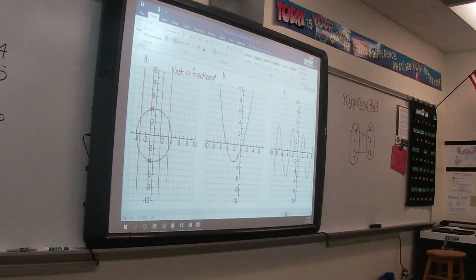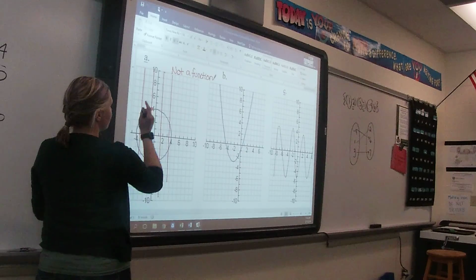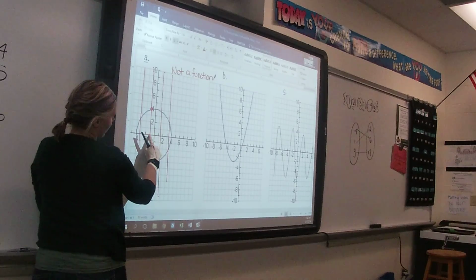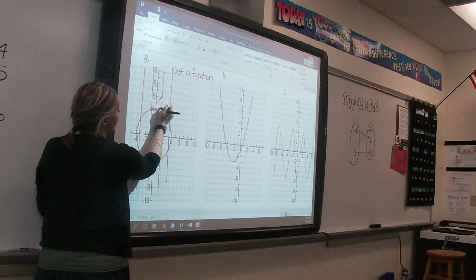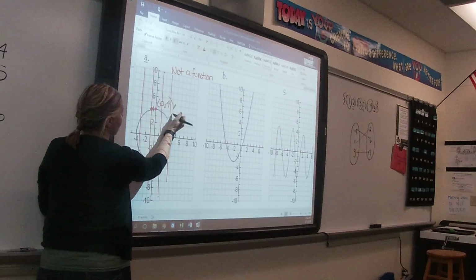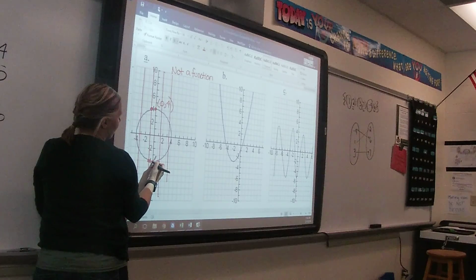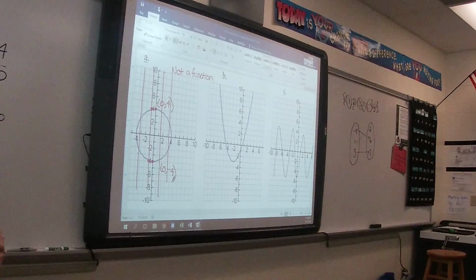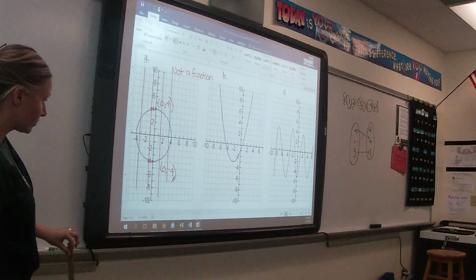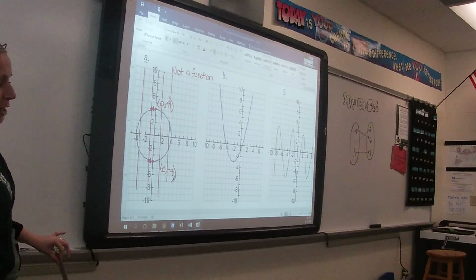There'd be two x's. What is this ordered pair? 0, 4. And what is this ordered pair down here? 0, -4. Was that x value repeated? Yes. So along those vertical lines, we have the same x value. So that one's not a function.